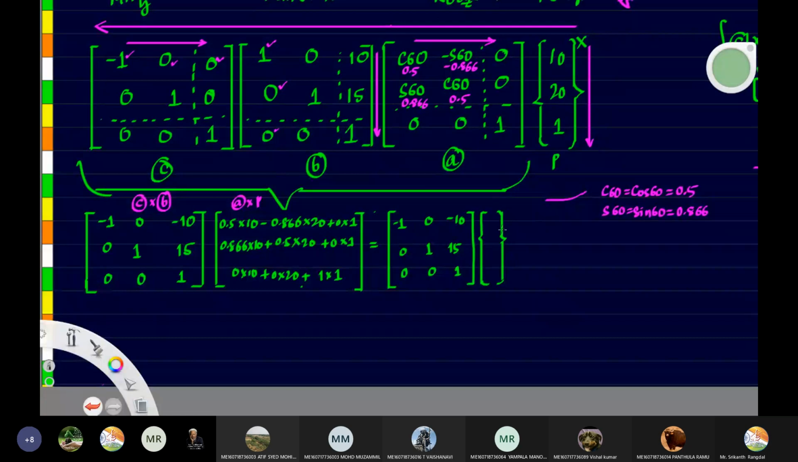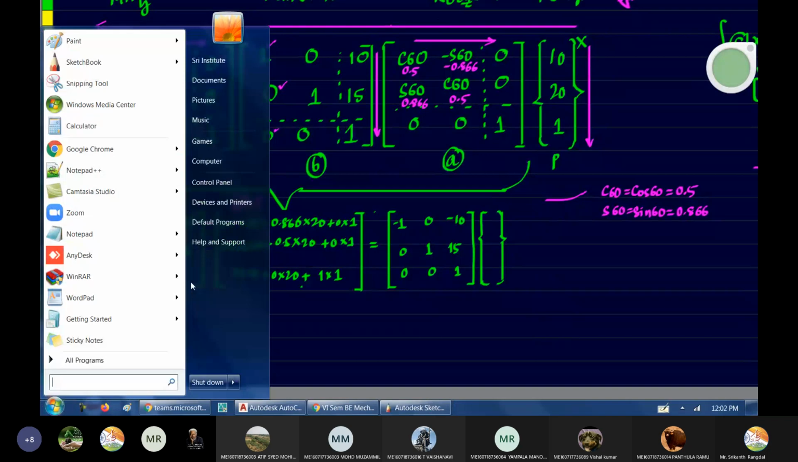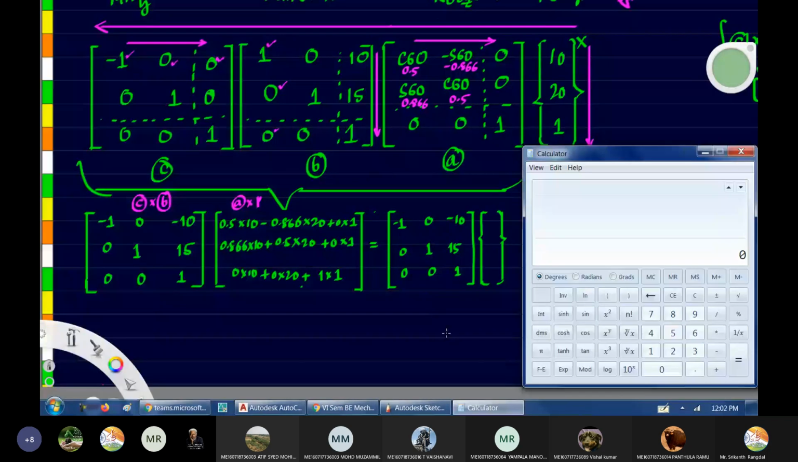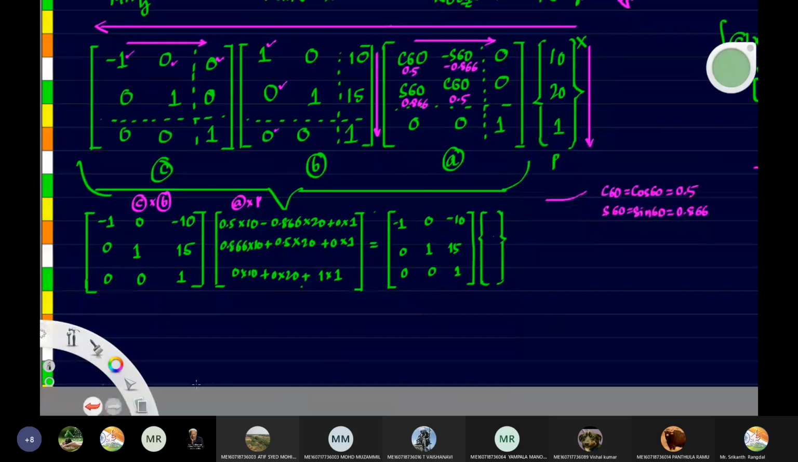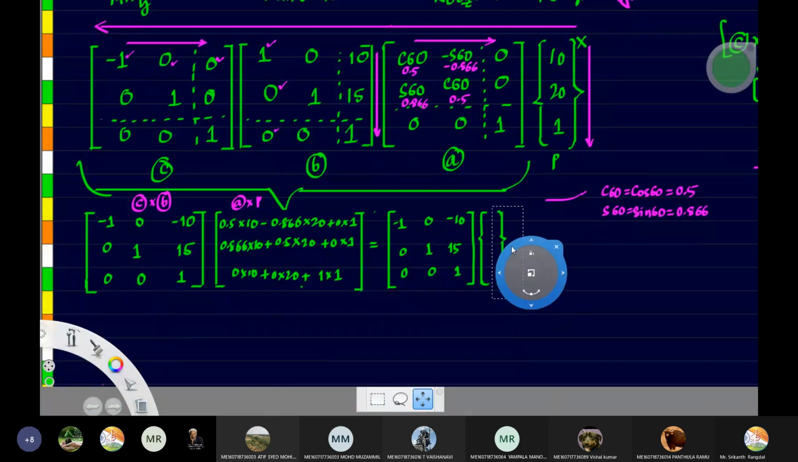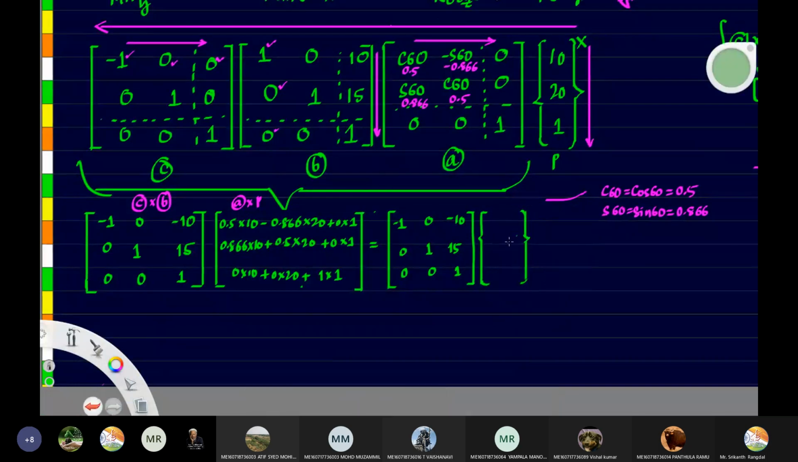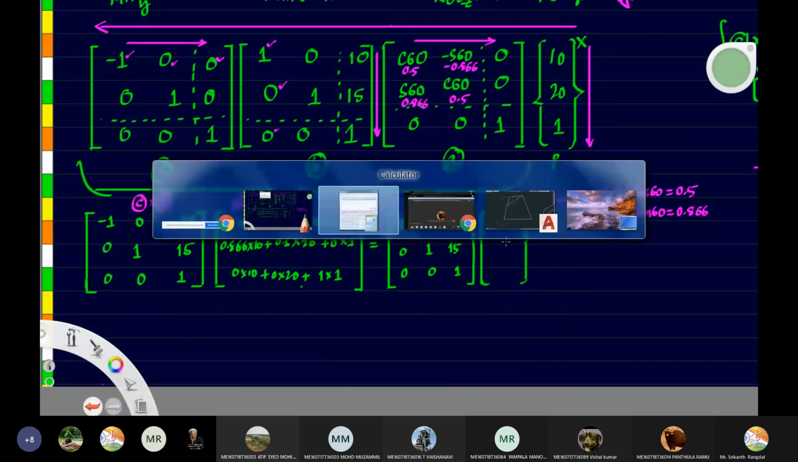Okay, so now multiply all these things. What do we get? Take a calculator. 0.5 into 10 minus 0.866 into 20 plus 0. The result is minus 12.32. That is the first value. So what is the result? Minus 12.32.